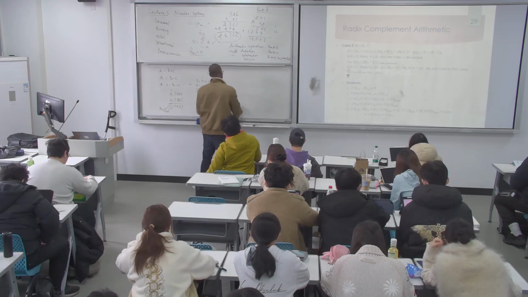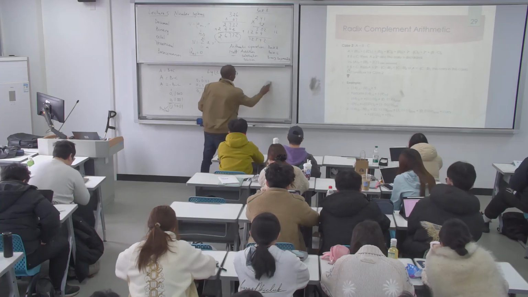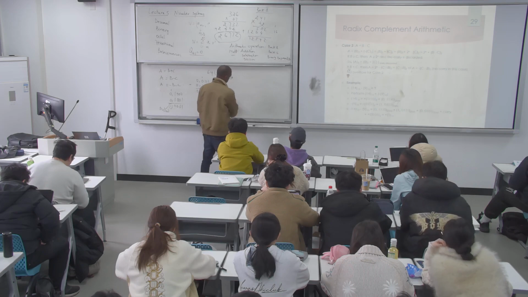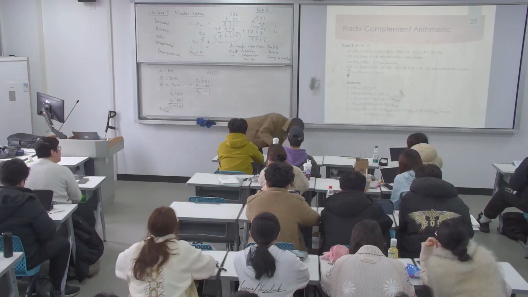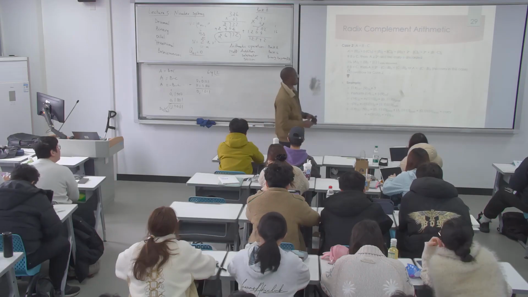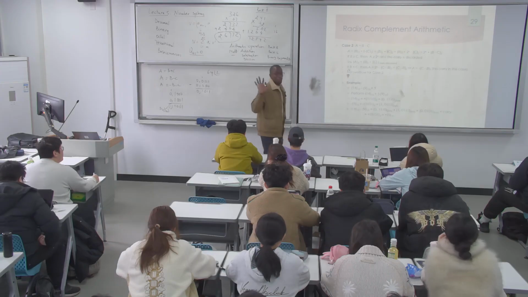Hello? Tell me, for 14 we have to use how many bits? 4 bits or 5? We have to use 1, 2, 3, 4. We have to use 4 bits.